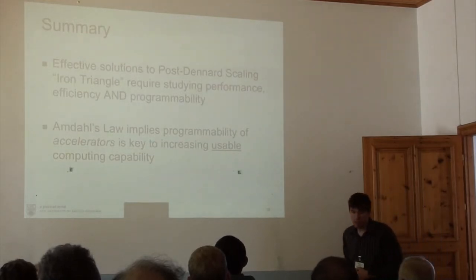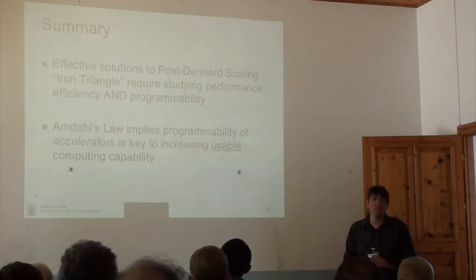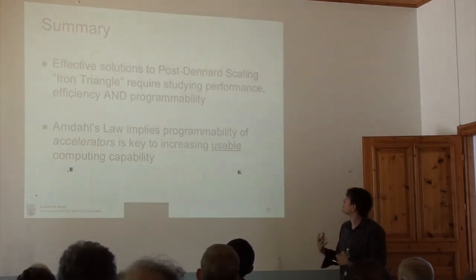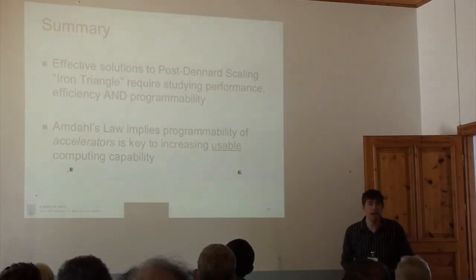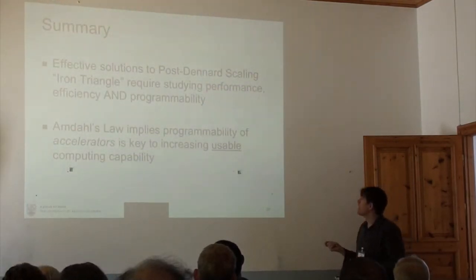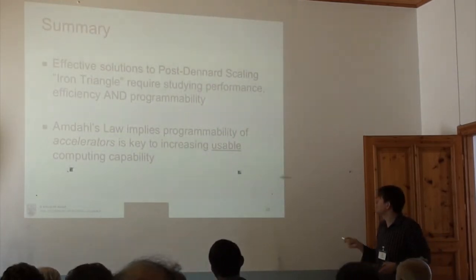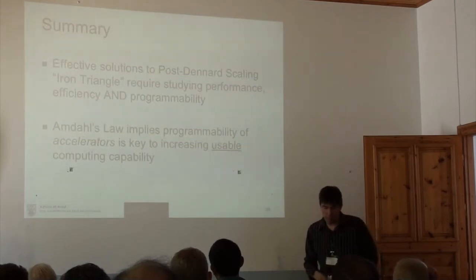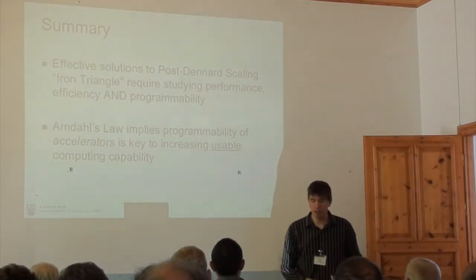Okay, since I'm out of time now, just to summarize. Basically, I think effective solutions to this post-Dennard scaling iron triangle require studying performance, efficiency, but also programmability. So that means writing code for your proposed architecture. I think if you look at Amdahl's law and you consider where we're going with architectures, it implies that the programmability of the accelerator is the key to increasing this usable computing capability. And thanks. I won't keep you from lunch or the beach any longer.